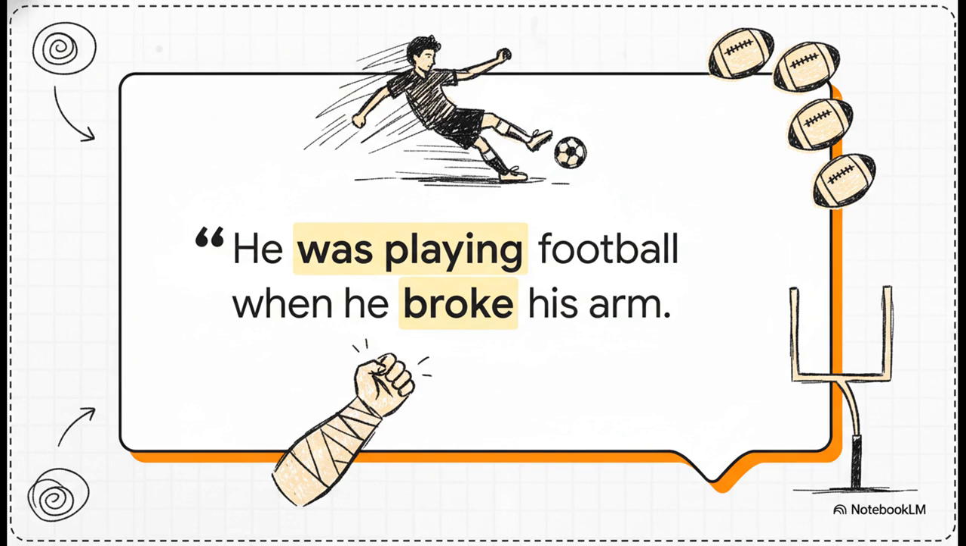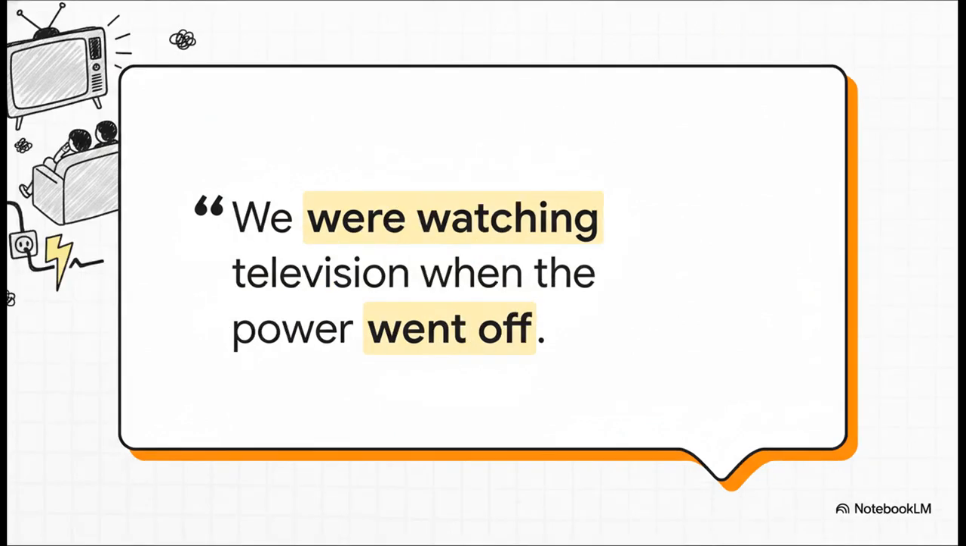The long background activity was he was playing football. And what interrupted that? The short, sudden event. He broke his arm. See? The timeline is suddenly perfectly clear, no confusion. Let's do one more just to really nail it down. Okay, what was the ongoing background action? We were watching television, and the sudden interruption that stopped it? The power went off. When you use this structure, it's pretty much impossible for your listener to misunderstand the sequence of events.